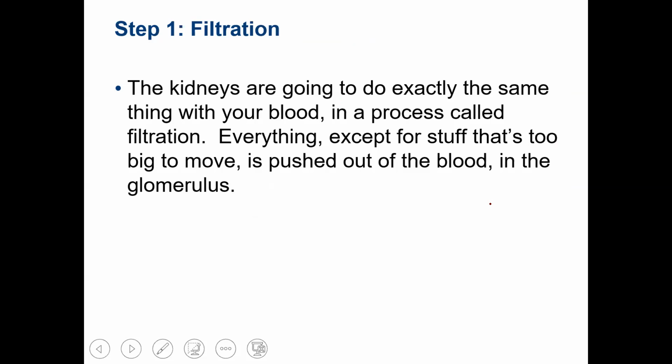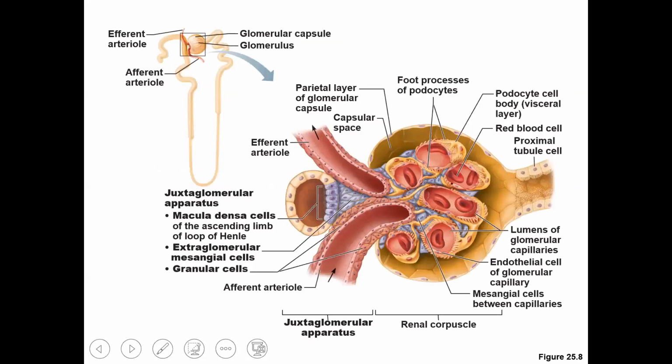This is also the first step of urine formation. You throw out everything. Everything, unless it's too big, will go out of the blood at that glomerulus. So here's our glomerulus, afferent, efferent arteriole. Crap that's in the blood gets pushed out here into the capsular space.